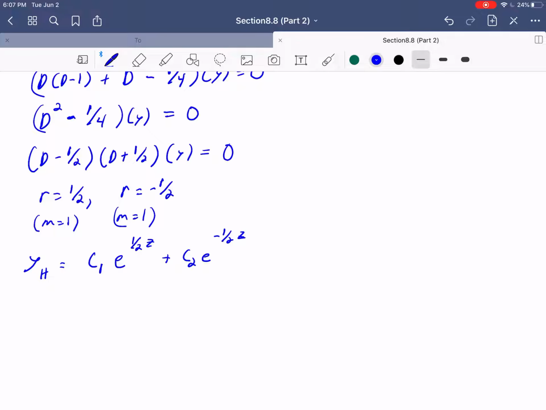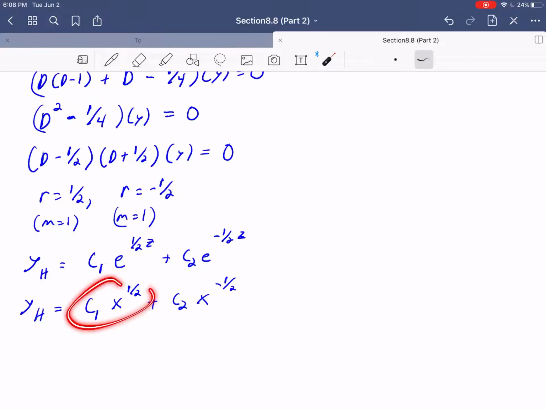Then we can undo the substitution. These guys can be thought about as e to the z to the 1/2. So we should get that the homogeneous here is going to be C1 x to the 1/2 plus C2 x to the negative 1/2. Or if you prefer, we have C1 root x plus C2 divided by root x. Those are our homogeneous solutions.